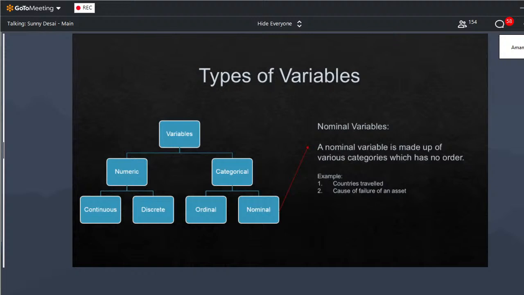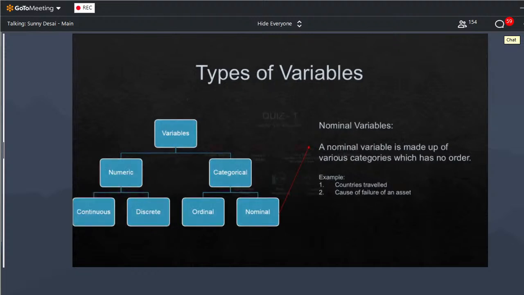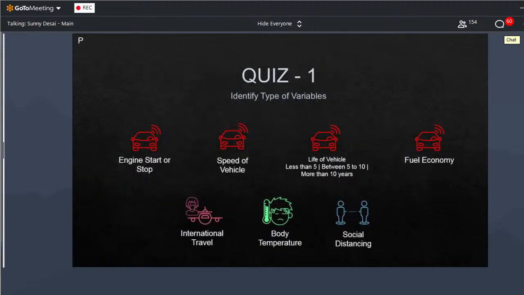Okay. So we are receiving answers. It is numeric. Absolutely right. A round of applause to all of you. Yes, it is numeric. From here, let's take a third example.